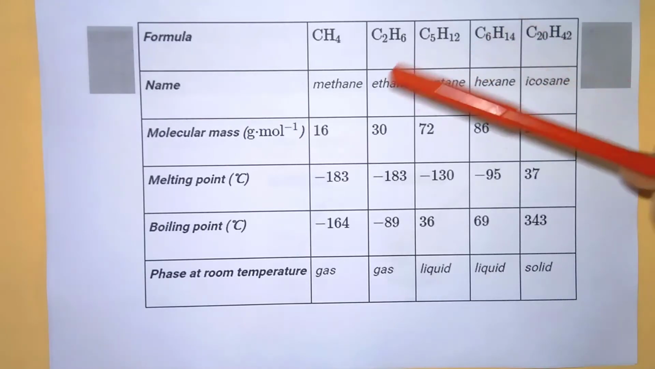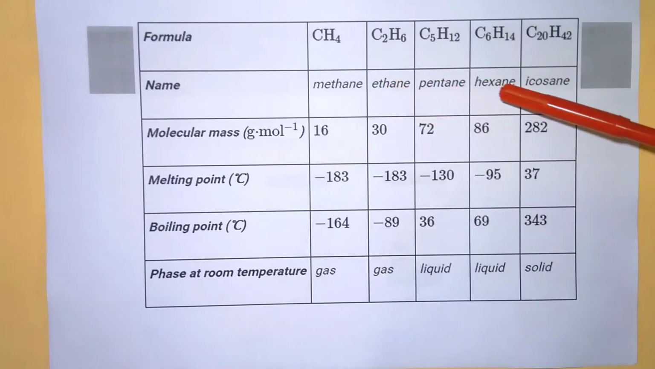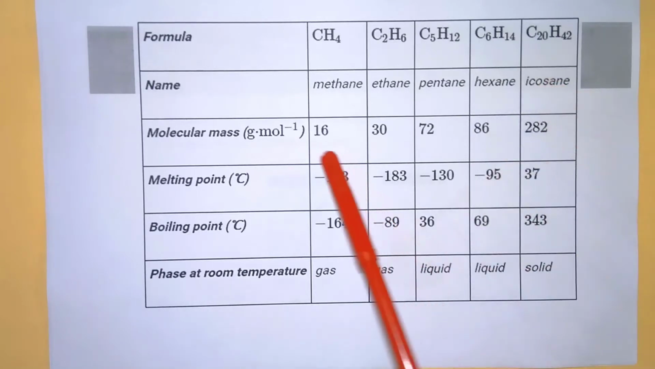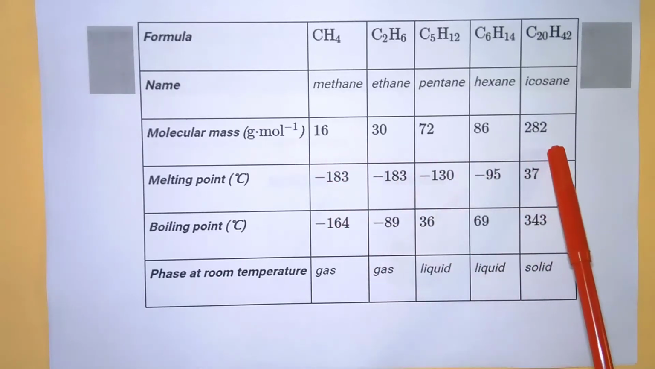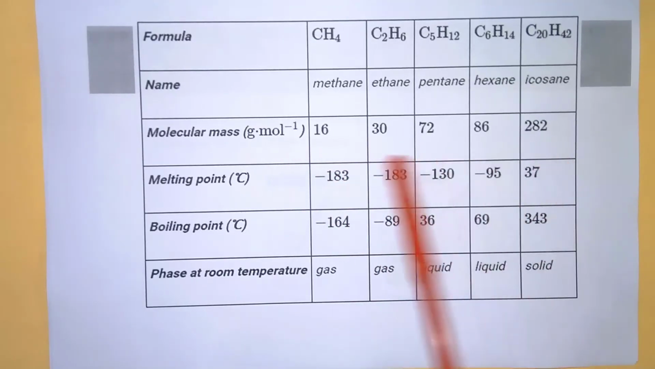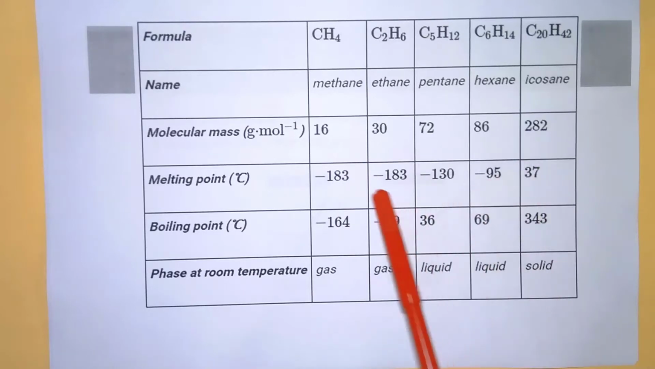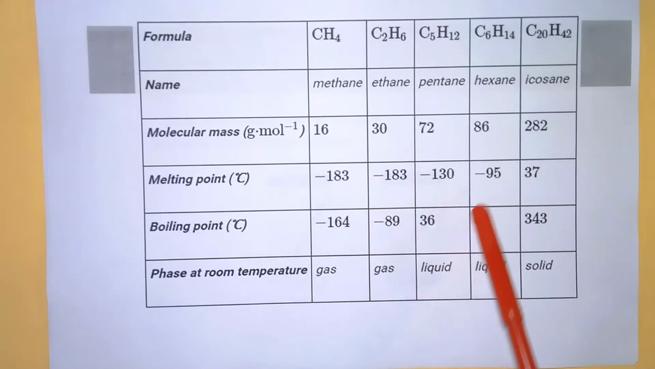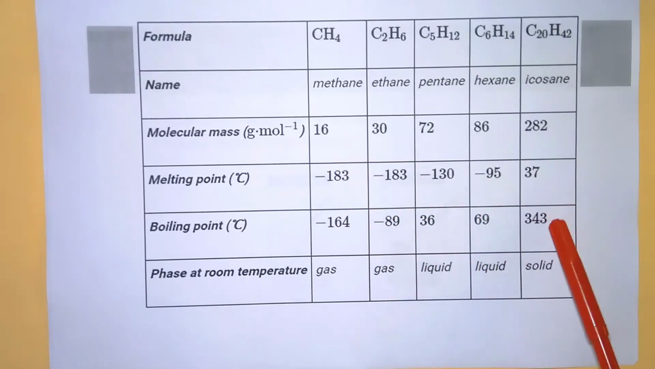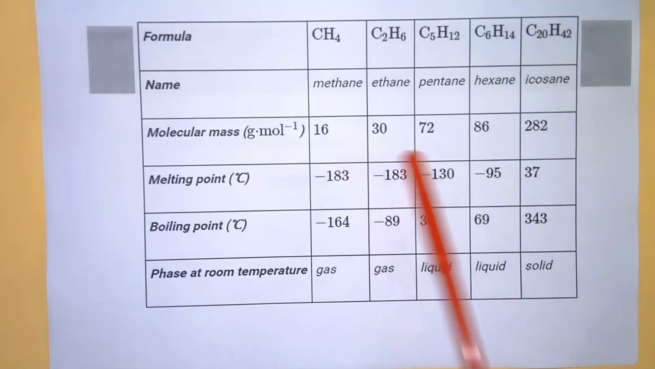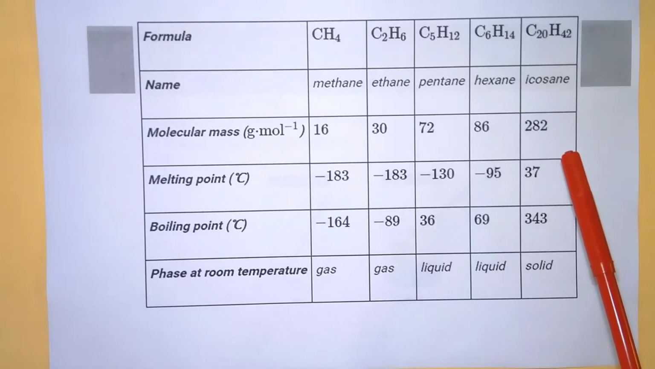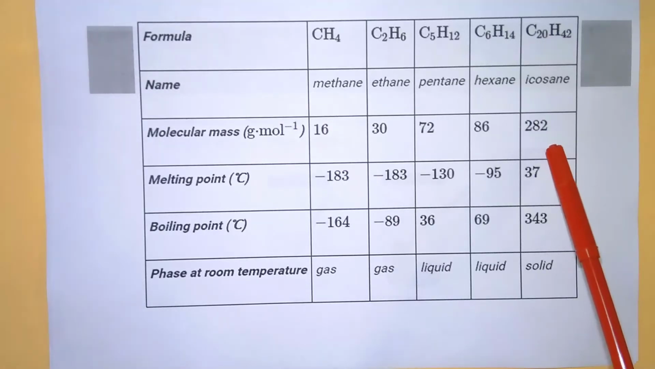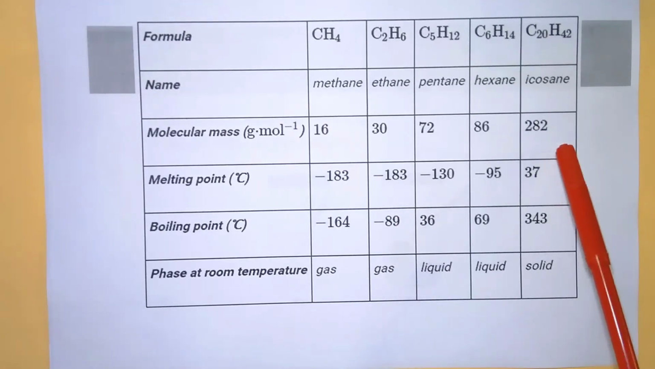So here we have our methane, ethane, pentane, hexane and icosane, and as we can see, as we move from the smallest molecule to the largest molecule, we get a massive increase in molecular mass. And as the molecular mass increases, we can immediately see there is an increase in the melting and the boiling point, because as the molecule increases, there are more forces holding the molecules together. Therefore, more energy is required to break the bonds between the molecules.